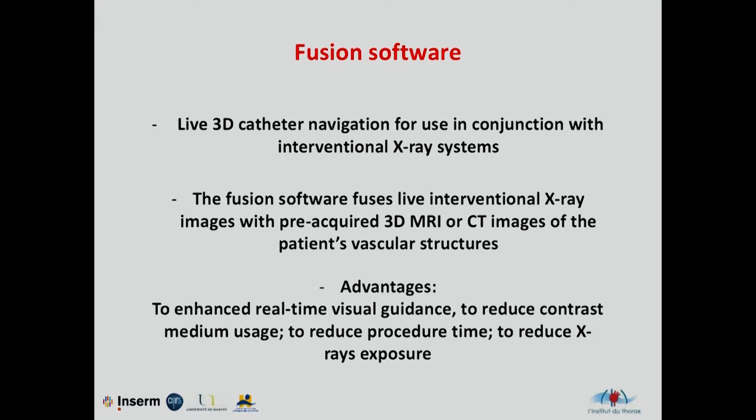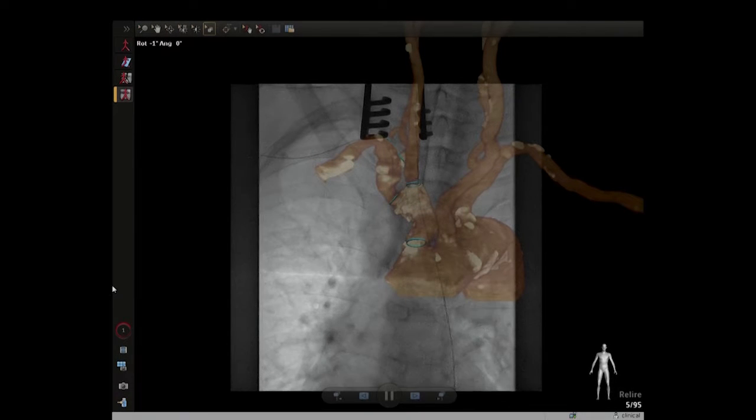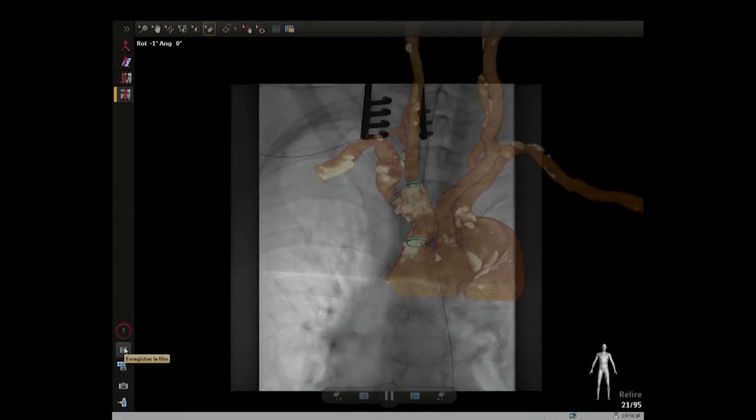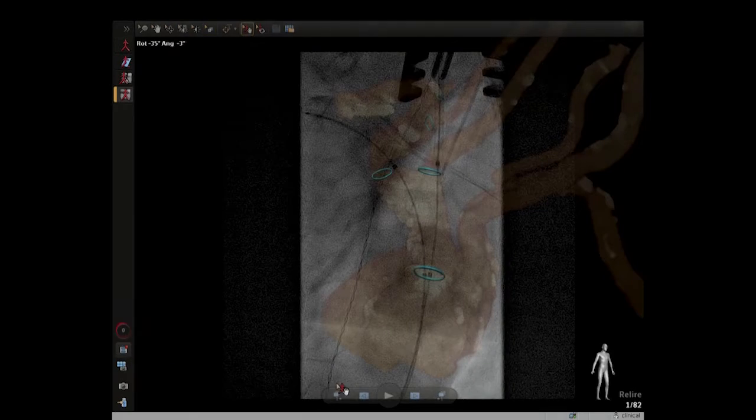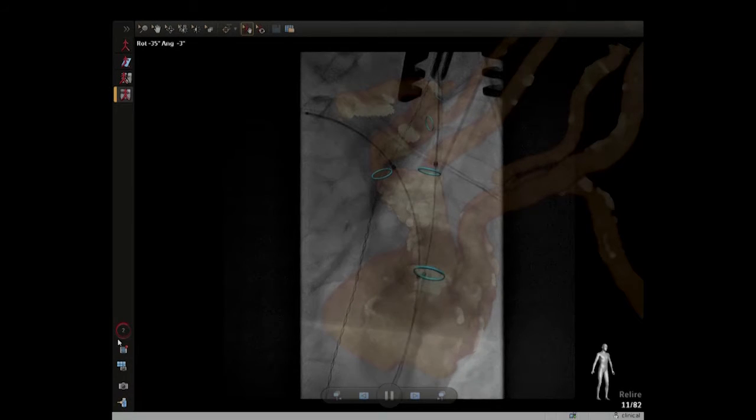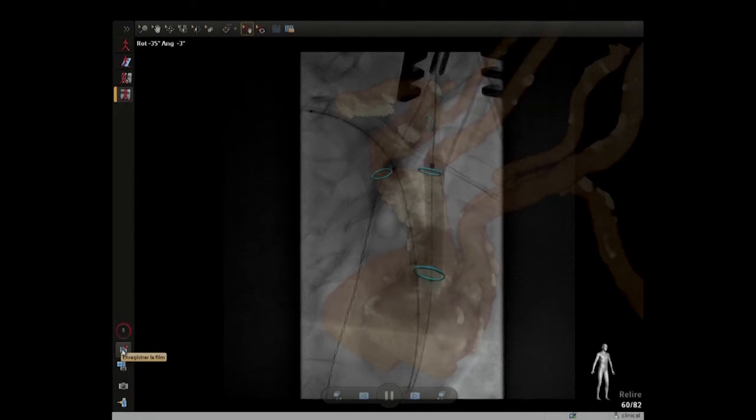I can show you some examples of a brachiocephalic trunk procedure. We use a blue circle to localize, and we localize this blue circle at the level of the lesion. And you can see that here we try to recognize this highly calcified lesion. And secondly, we stent this lesion at the level of this calcification. And again, having this calcification using this fusion is very helpful also for SFA procedures.